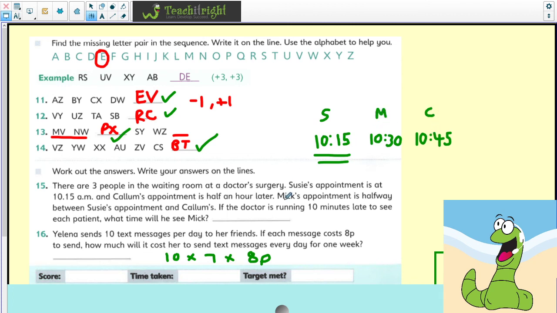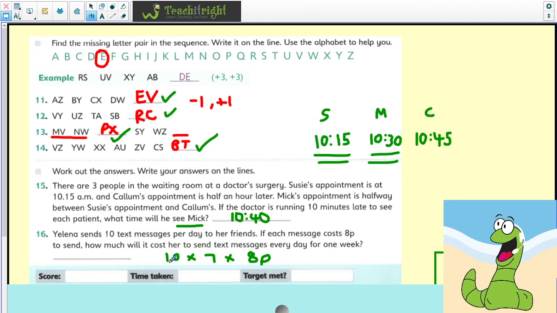Mick's appointment is halfway between Susie's appointment and Callum's, so that will mean that Mick's will be at 10:30 because that's halfway between 10:15 and 10:45. But if the doctor is running 10 minutes late to see each patient, what time will he see Mick? Well, because Mick was at 10:30, if we add 10 minutes on, we of course get 10:40.